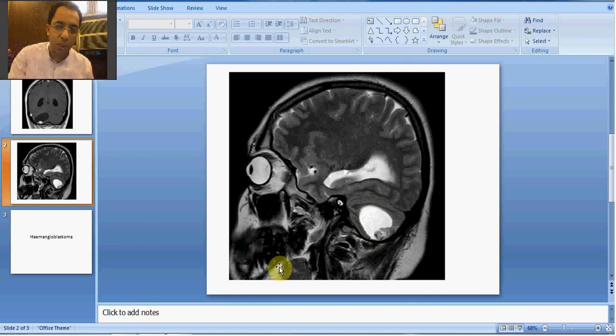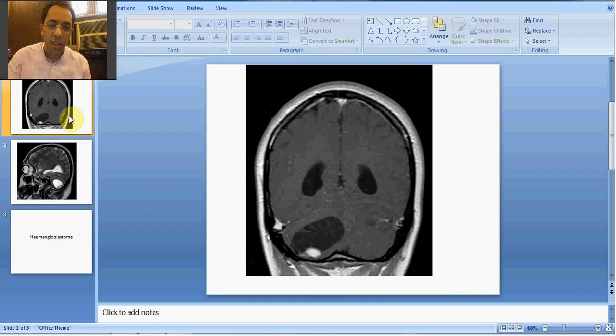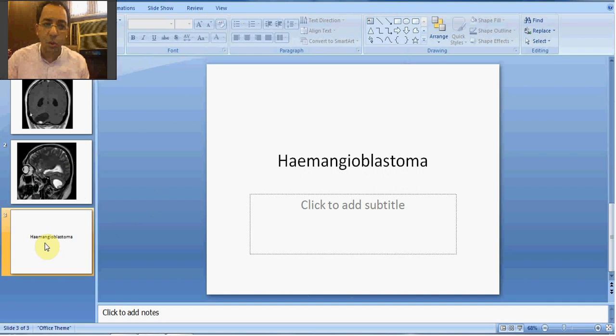So let us take home message here: a cystic lesion in the posterior fossa location with an enhancing mural nodule. We are dealing with hemangioblastoma, which has a very important association with von Hippel-Lindau disease.